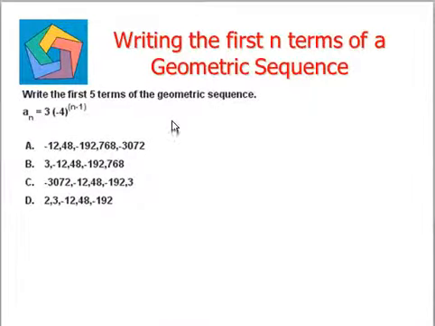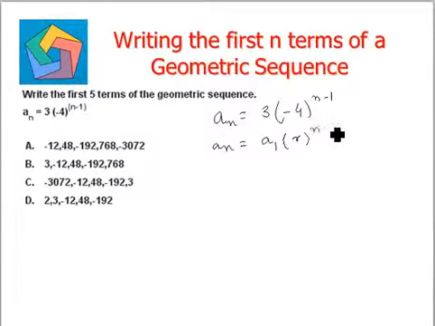Write the first 5 terms of the geometric sequence an equals 3 times negative 4 to the power of n minus 1. So from here we compare it to an equals a1 times r to the power of n minus 1. From here a1 equals 3 and r equals negative 4. So we know a1 is 3, so we write the first term. For a2 we'll multiply the first term with negative 4.